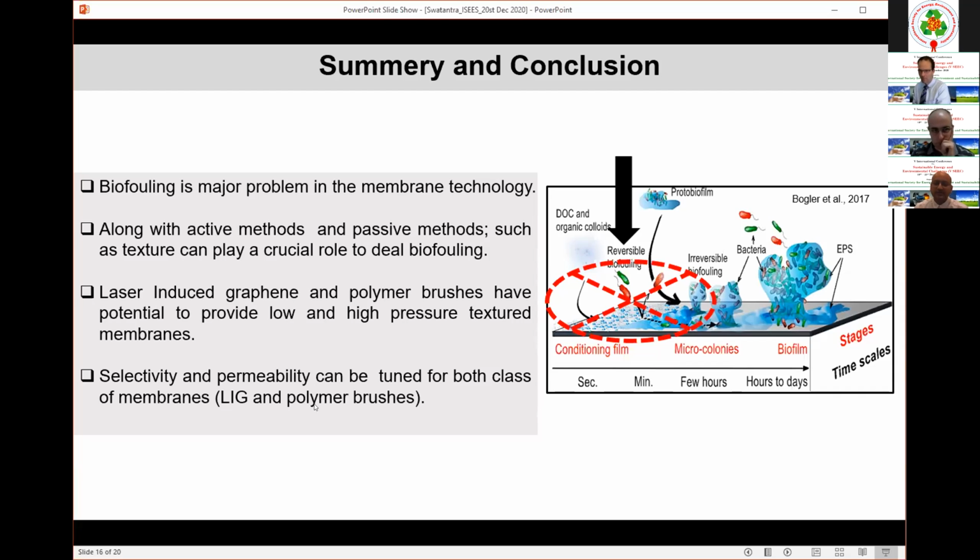There is also huge potential with both kinds of membranes. We can play with the selectivity and permeability with both LIG and polymer brushes, because there is a lot of potential to do surface modification and also make different kinds of composite membranes. So this is the best strategy to delay the attachment of microorganisms, and in this way we delay biofouling and save a lot of money in terms of energy, as well as increase the life of the membrane.